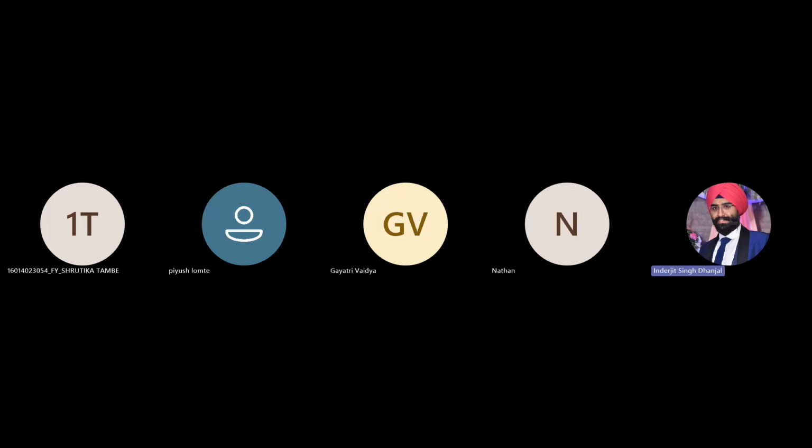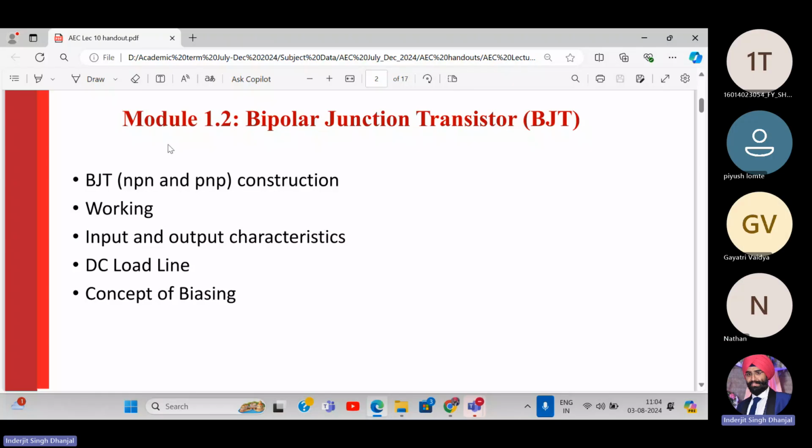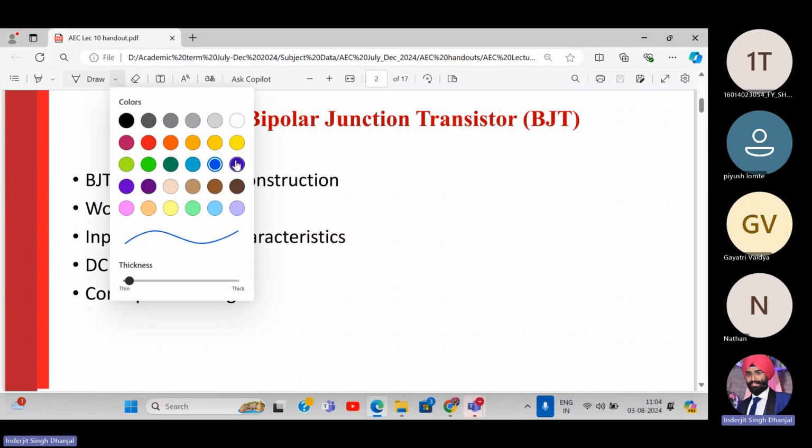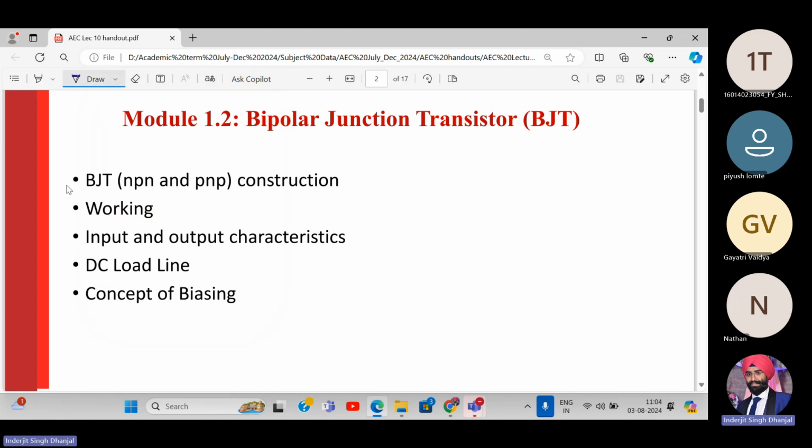Electronic Circuits, lecture number 10. We were resuming module number 1.2, that is bipolar junction transistor. And in this module, we have covered BJT construction, working, and yesterday we have covered input-output characteristics. Today, we will be going through the concepts of DC load line and the concept of biasing.